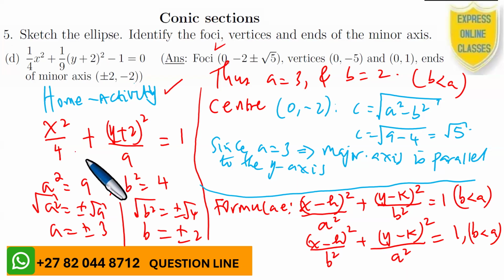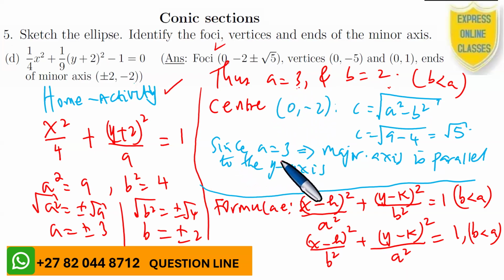So if the biggest one is under x, if the 9 were below x squared, like x squared over 9, then the 9 would have been a still. It is a choice that has been made to make sure that whenever we speak about a, we speak about the dominant one, the biggest one. Why? Because it is able to tell us the major axis and where the major axis is going to be. Because now when we get a equals 3 here, we know that the biggest one between 3 and 2, b, the smallest one is b, and the biggest one is a.